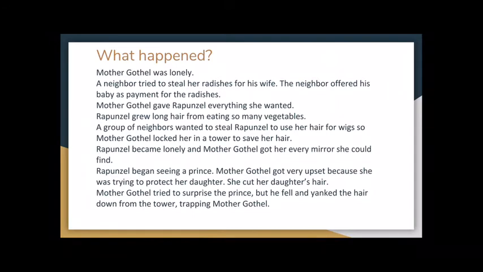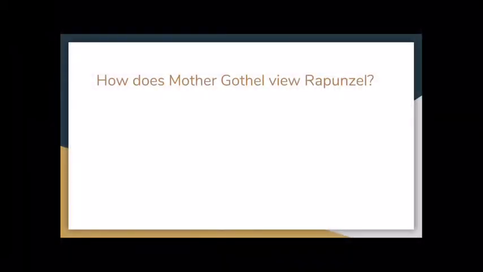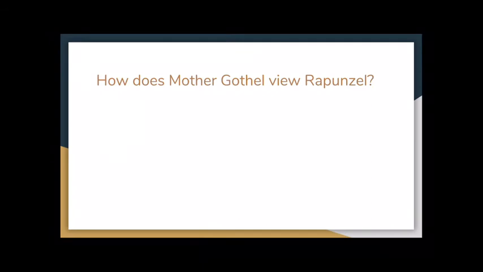Rapunzel became lonely, and Mother Gothel got her every mirror she could find. Rapunzel began seeing a prince. Mother Gothel got very upset because she was trying to protect her daughter. She cut her daughter's hair. Mother Gothel tried to surprise the prince, but he fell and yanked the hair down from the tower, trapping Mother Gothel. Now it's time to analyze Mother Gothel's point of view.